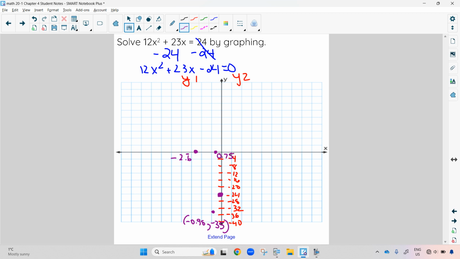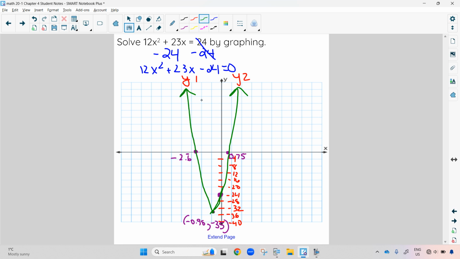0.75. Okay, so now all I'm going to do is connect the dots. This will be my quadratic. Hold on a second, I put this on the wrong side. Let me just adjust that. Let's put it over here. There we go. Okay. So I'm going to go like that with an arrow and go like that with an arrow.